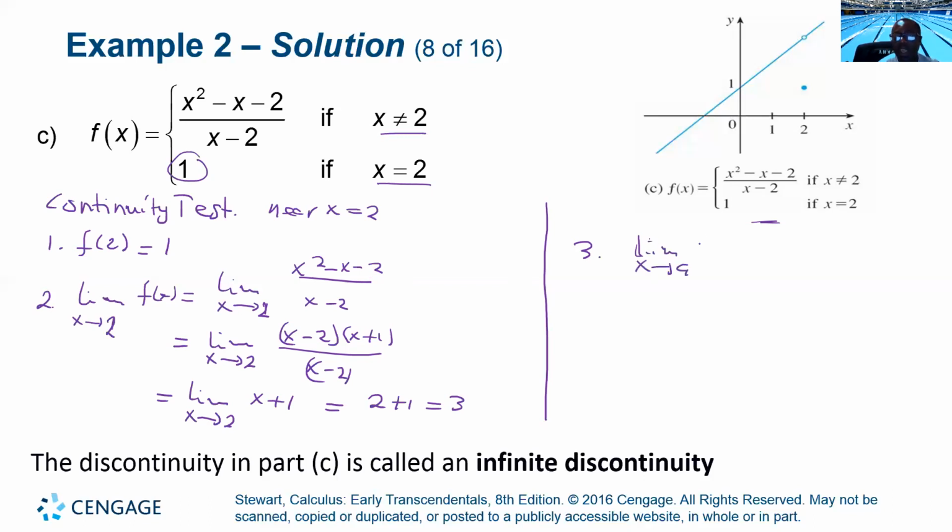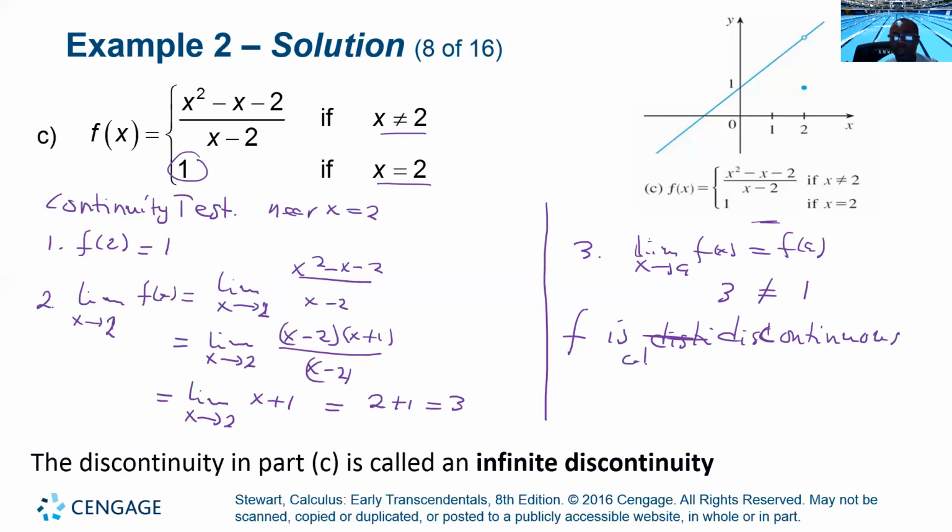as x approaches a of the function must equal the function value at a. Now we know that this is equal to 1, and that is equal to 3, and these are not equal. So we can say that f is discontinuous at x equal to 2.